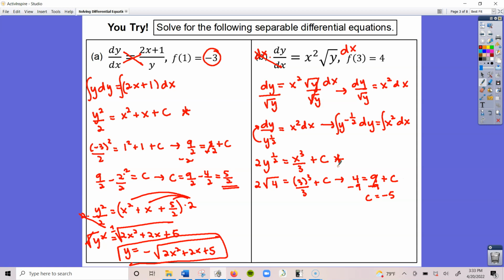Now let's go back to our general solution and plug in the c. So 2y to the 1/2, which is the square root of y, is equal to x to the 3rd over 3 minus 5.